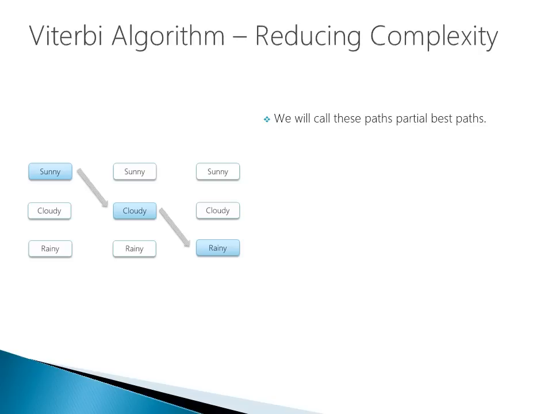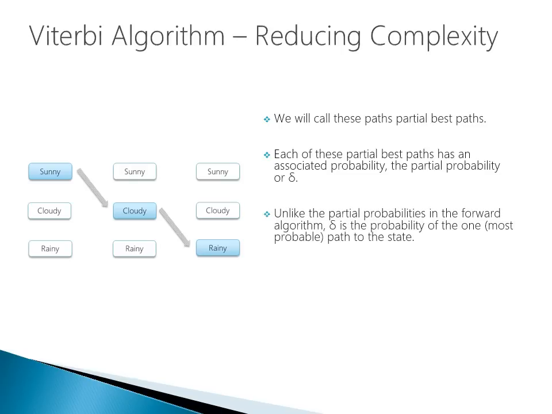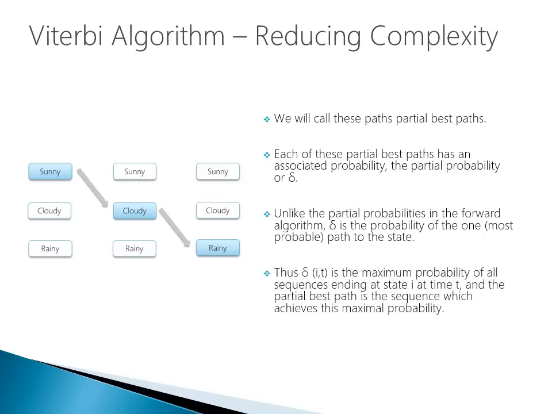We will call these paths partial best paths. Each of these partial best paths has an associated probability, the partial probability, or delta in this case. Unlike the partial probabilities in the forward algorithm, delta is the probability of the one most probable path to the state. Thus, delta is the maximum probability of all sequences ending at state i at time t, and the partial best path is the sequence which achieves this maximal probability.